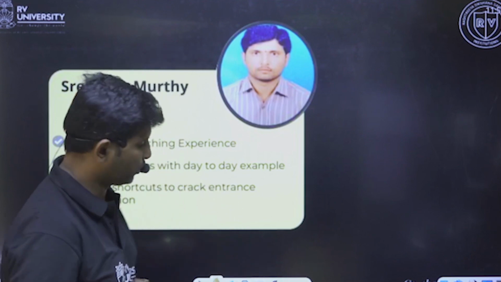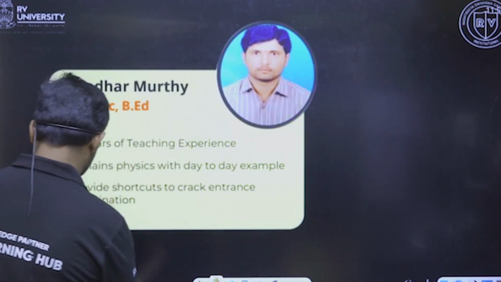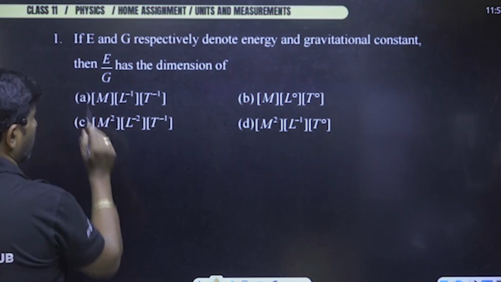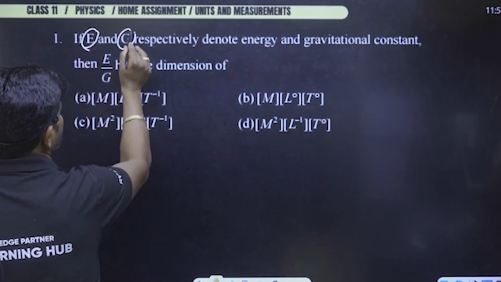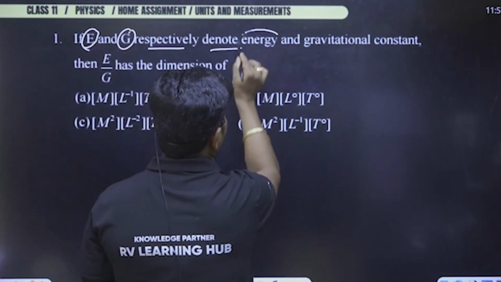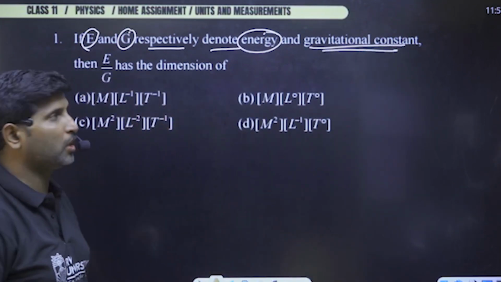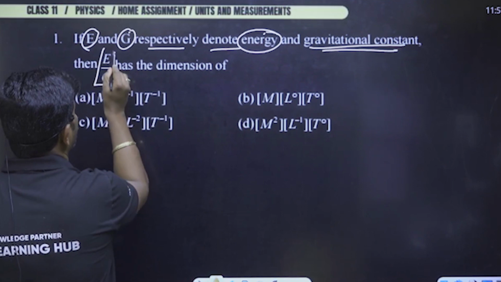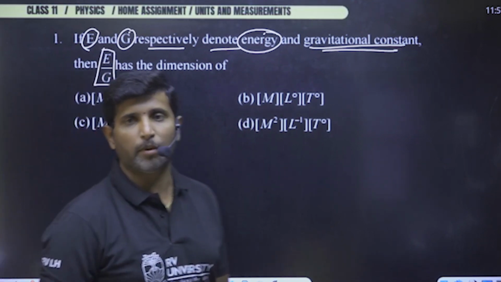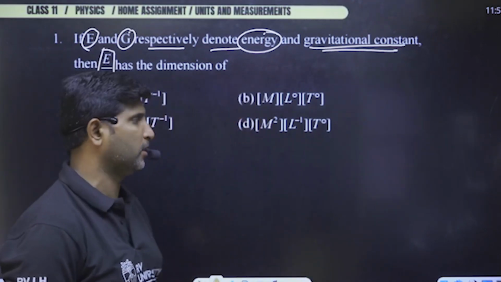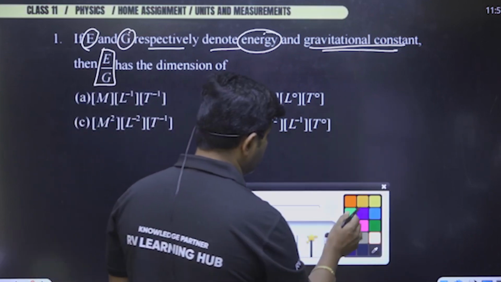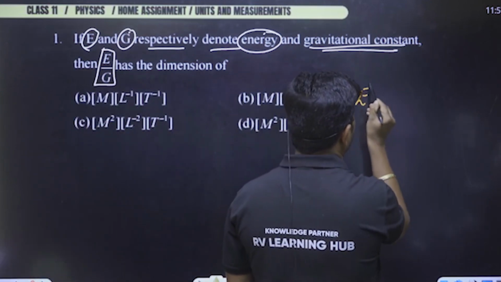Let us see the first question, what they are saying to us here. So see here, if capital E and capital G respectively denote energy and gravitational constant, then E by G has the dimensions of, they are saying. So first of all, let us write what is the dimension of the energy.